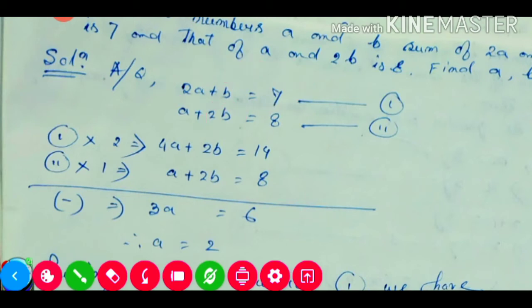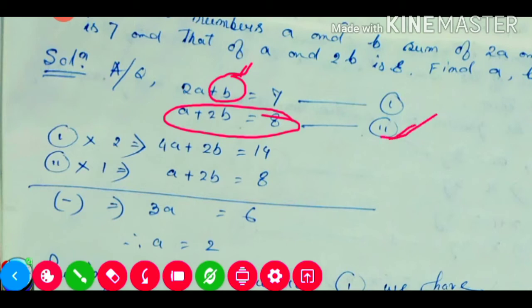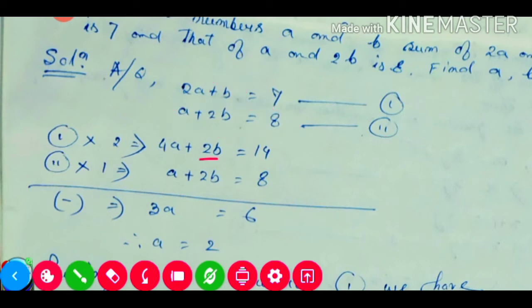Now equation number 2, we need to multiply by the coefficient of b of equation number 1. This one, equation number 1, the b coefficient is equal to 1. With 1 we need to multiply equation number 2. So it will be 1 into a, means a only, plus 2b into 1, so 2b, plus 8 into 1, 8. Now here we got 2b equal.